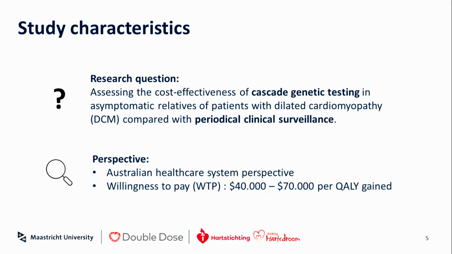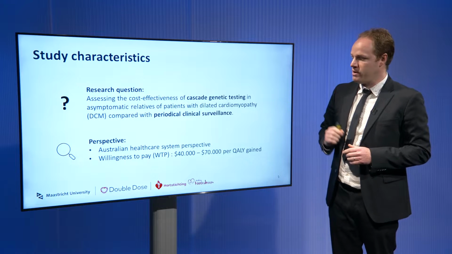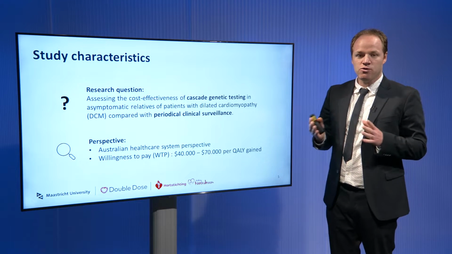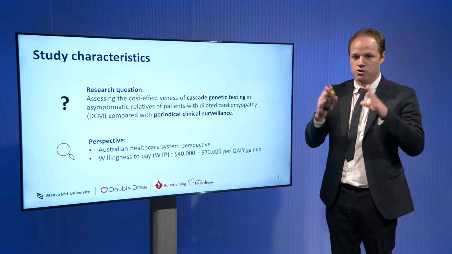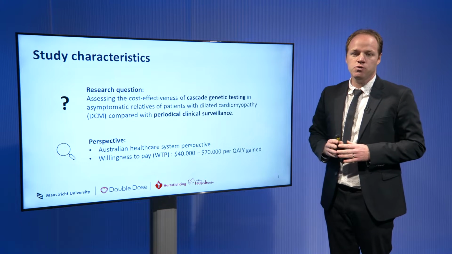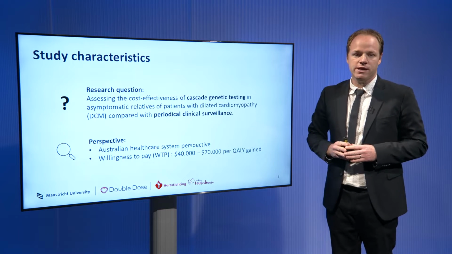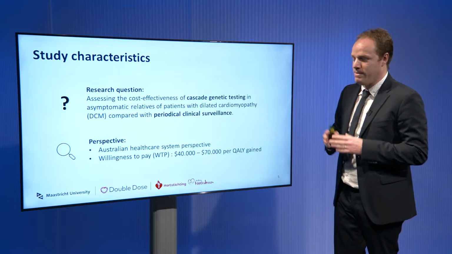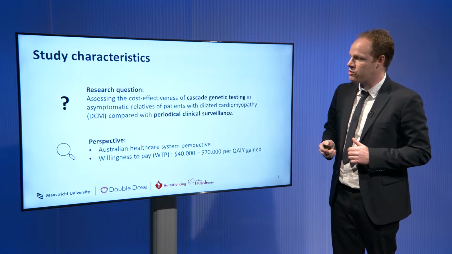The research question of this paper was to assess the cost effectiveness of cascade genetic testing in asymptomatic relatives of patients with dilated cardiomyopathy compared with periodical clinical surveillance. The study was conducted in Australia, and the author used the healthcare system perspective, thus only including the cost from the healthcare system. The willingness to pay threshold used by the author was based on the Australian guideline and was in the range of $40,000 to $70,000 per QALY, meaning that an intervention is cost effective if the ICER is below this threshold.